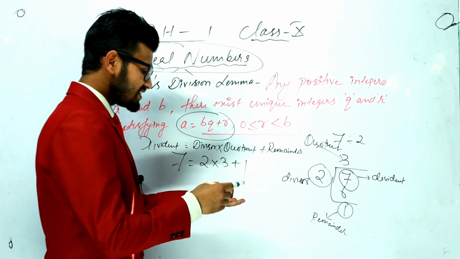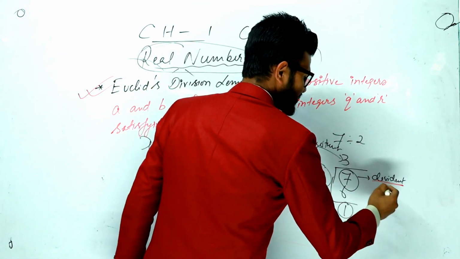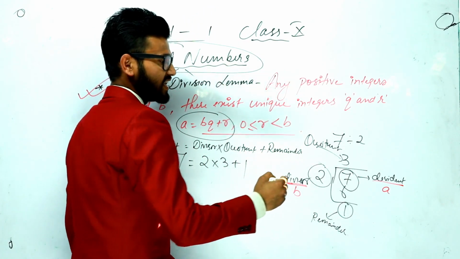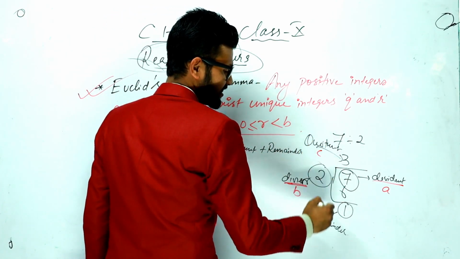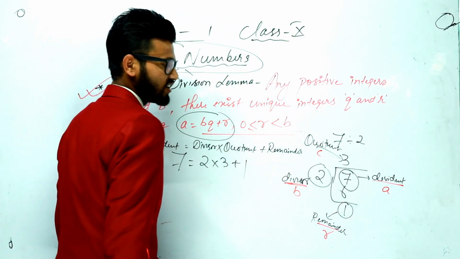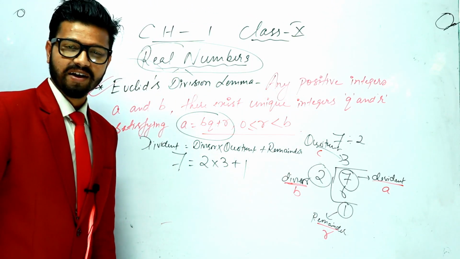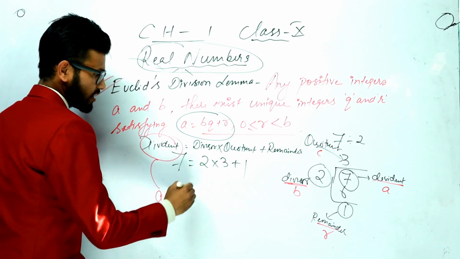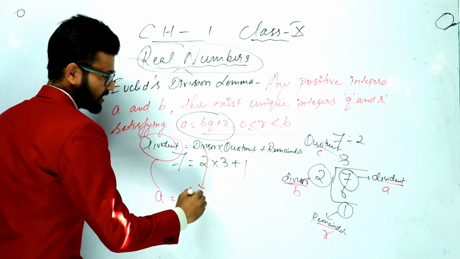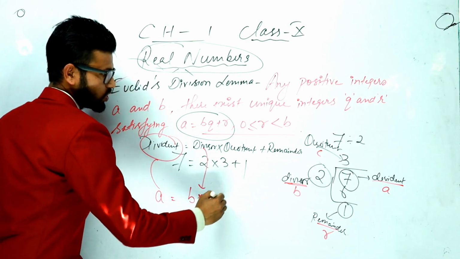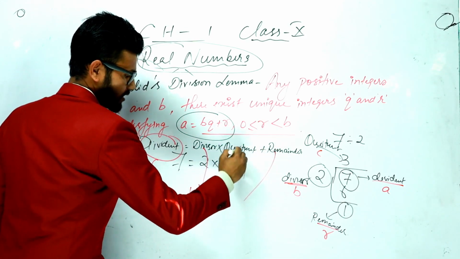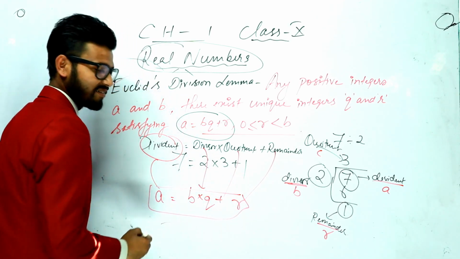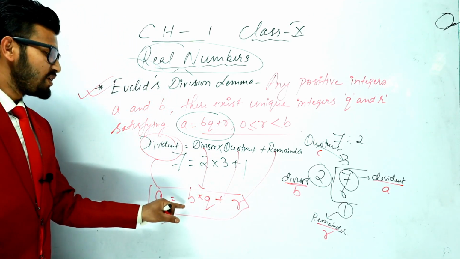So here the dividend is written as A, the divisor is written as B, the quotient is written as Q, and the remainder is denoted by R. That means the dividend is A, divisor is B, quotient is Q, plus the remainder is R. And here the formula comes: A equal to BQ plus R.